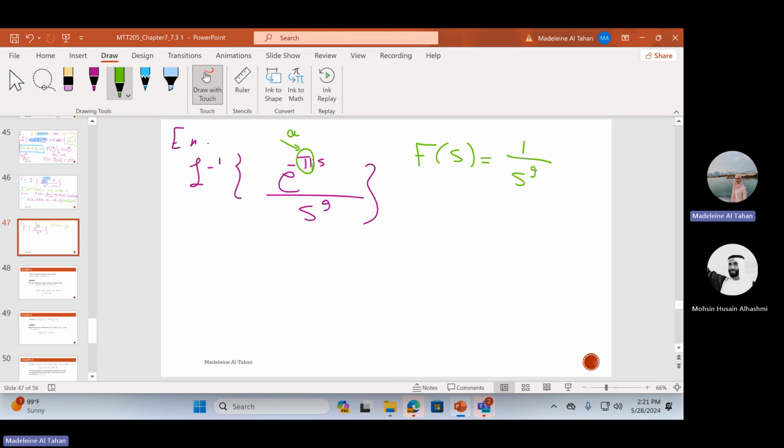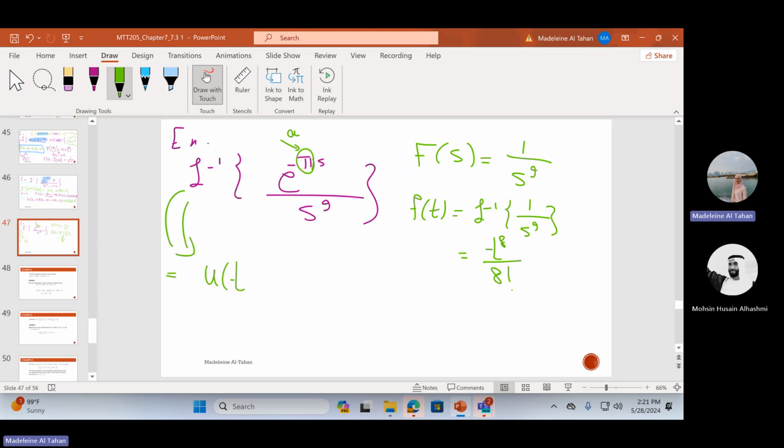Okay, so I need you to go to the Laplace inverse table and find f of t. So we need f of t here, which is equal to the Laplace inverse of 1 over s to the power 9. It's equal to what? t to the power 8 over 8 factorial. Did all of us know how to find this one? Yeah, this is from the table, right?